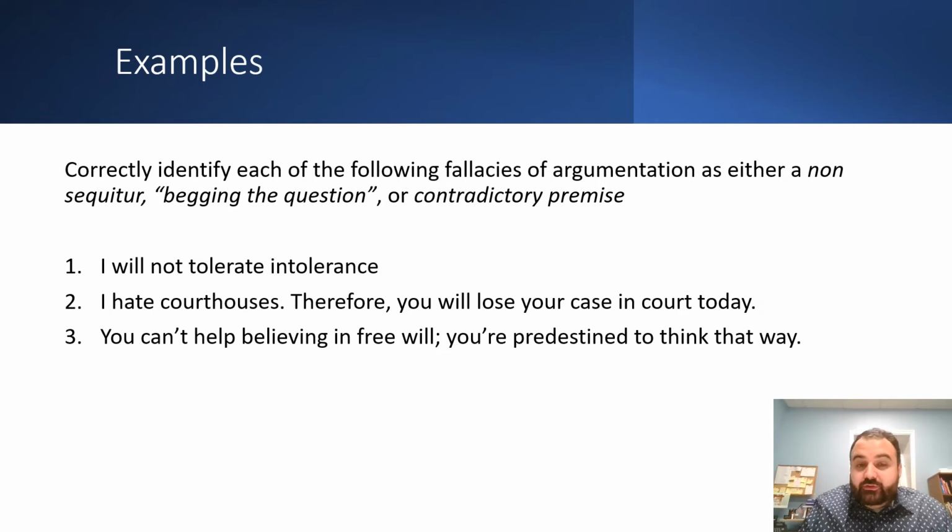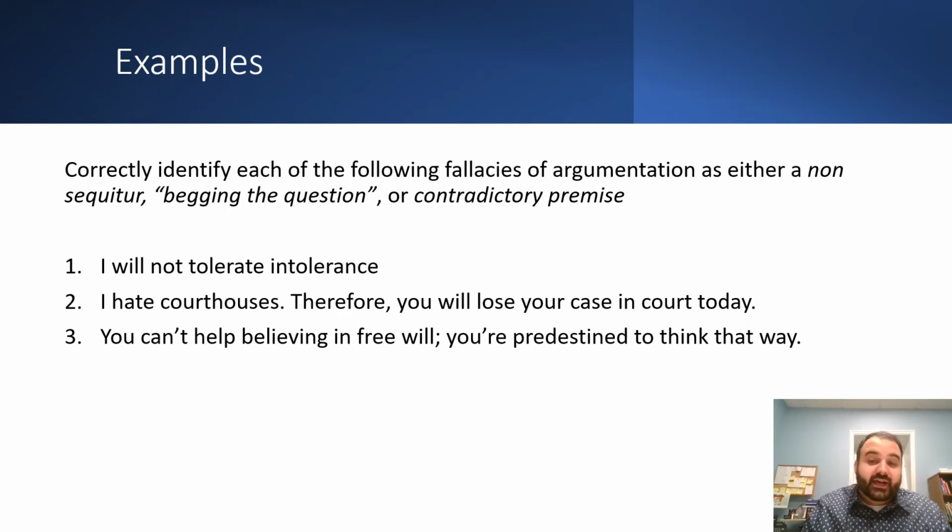I hate courthouses, therefore you will lose your case in court today. That is an example of a non sequitur. It does not follow. Just because you hate courthouses, what does that have to do with me losing? Why does that mean I'm going to lose my case today? That's a bad strategy in arguing that you're going to lose your case.